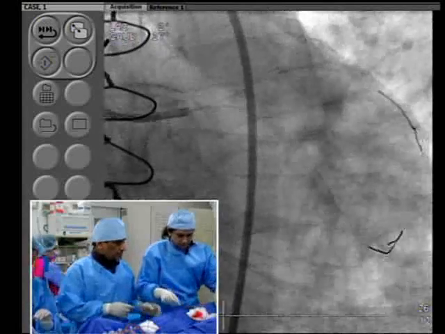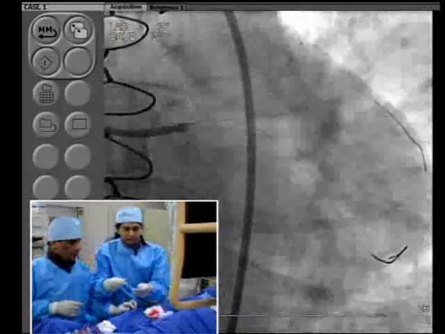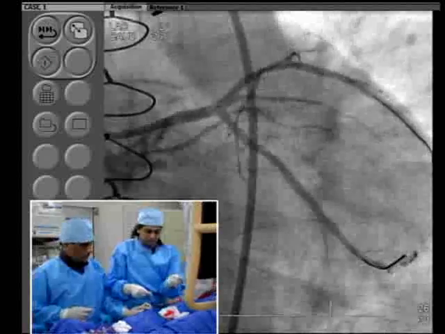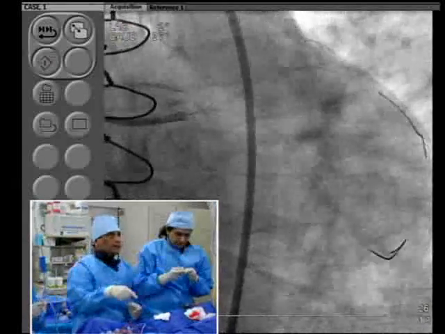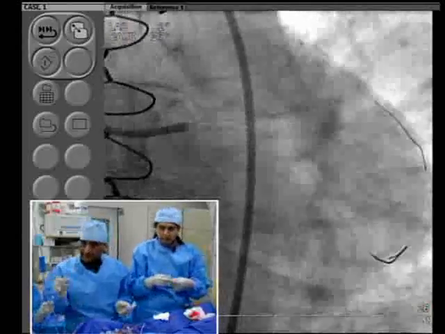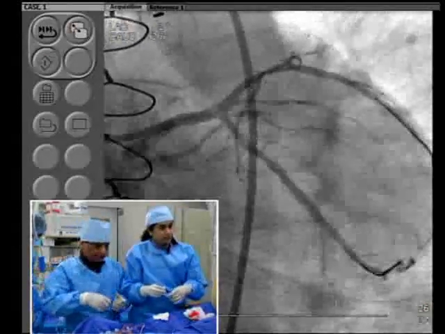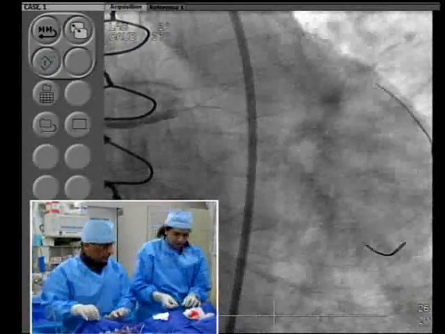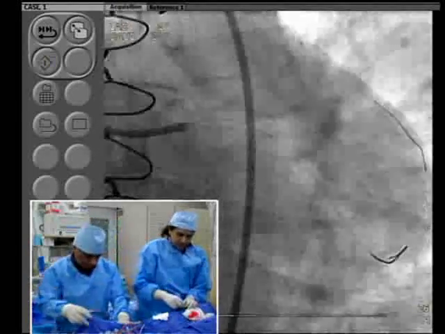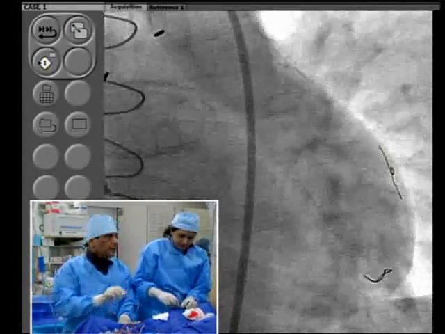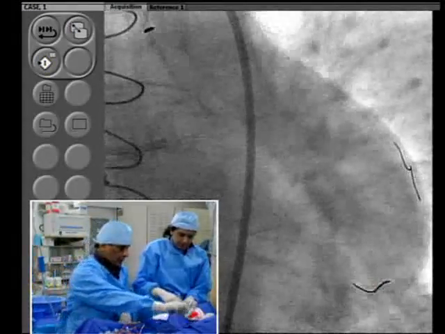LAD first. Mm-hmm. Okay. This 18. Mm-hmm. Right, we need to cover that area. 28, yeah. I'm telling you, it will be too big for the left main. Moderate pressure. It will not expand. That was the cut.